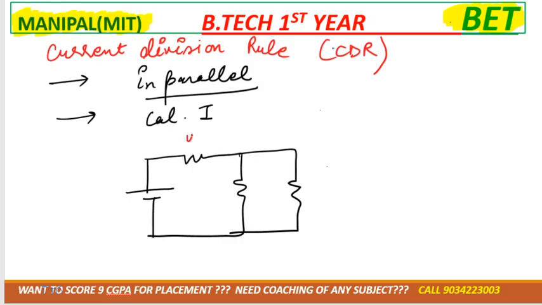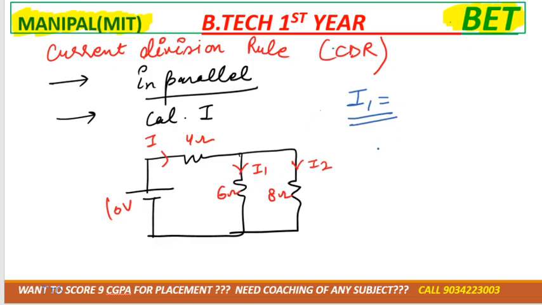Okay, suppose this is 4 ohm, this is 6 ohm, this is 8 ohm, and this is 10 volt. Suppose in this, current I1 is flowing, and in this, current I2 is flowing, and in this, current I is flowing. So now I'll tell you the direct formula for calculation of I1. If you calculate it otherwise, then that will be a lengthy method, where first you need to calculate I, and so on. But by CDR, the current division rule, you will have the direct formula for calculation of I1. What is the formula? The formula is the total current.